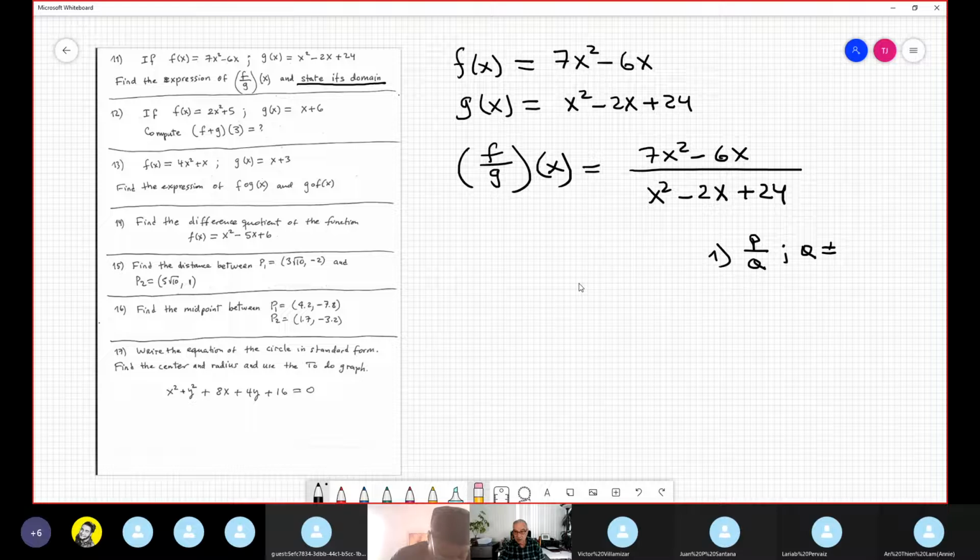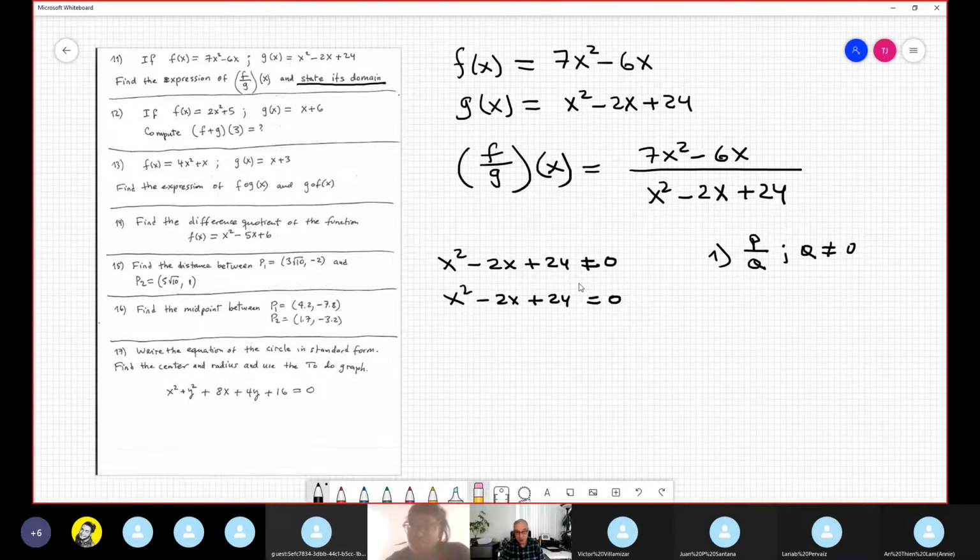In this case, it applies this idea because it's a division of functions. I need to investigate x squared minus 2x plus 24 non-zero. You take the expression in the denominator and you enforce it to be non-zero. This is an inequality, but I want to convert it to an equation because it's easier for me. Now I know that the solution of this is the restriction of the problem, because this is a negation.